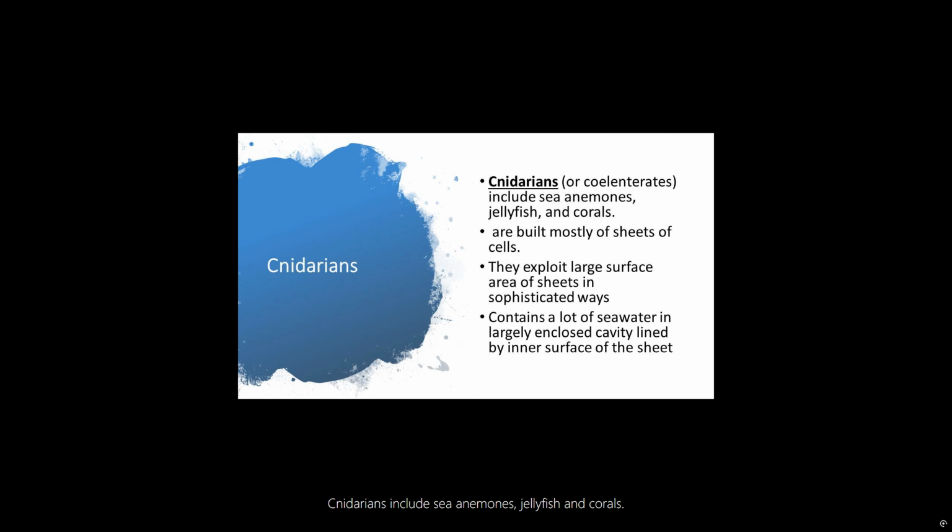Cnidarians include sea anemones, jellyfish, and corals. They are more complex than sponges and are built mostly of sheets of cells. They exploit the large surface area of these sheets in sophisticated ways. They contain a lot of seawater in a largely enclosed cavity that's lined by the inner surface of the sheet.